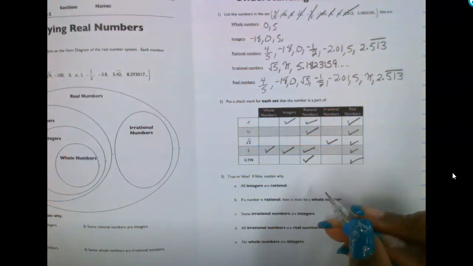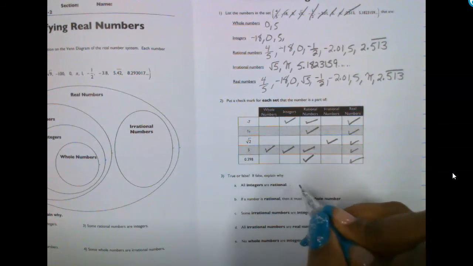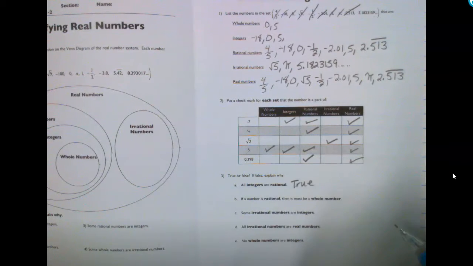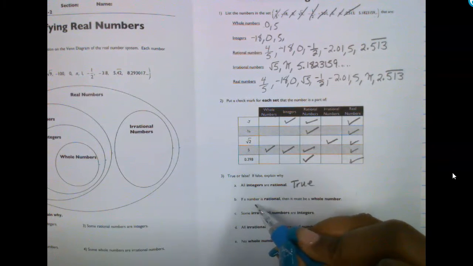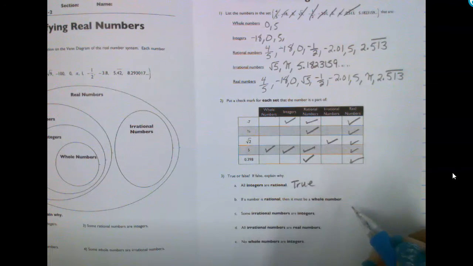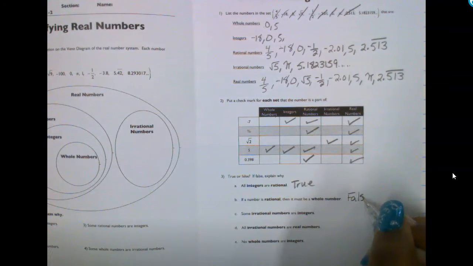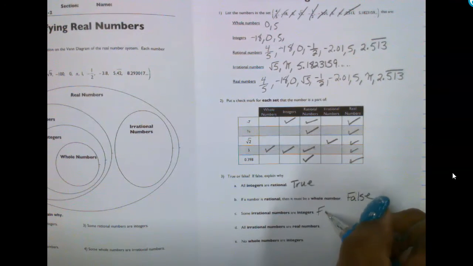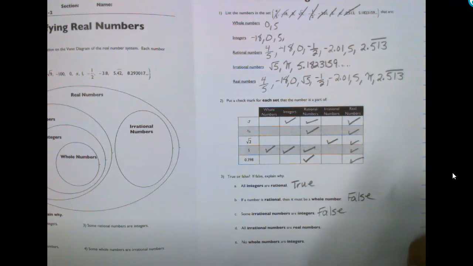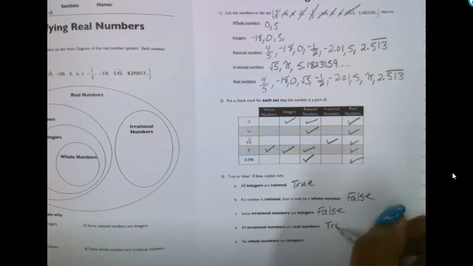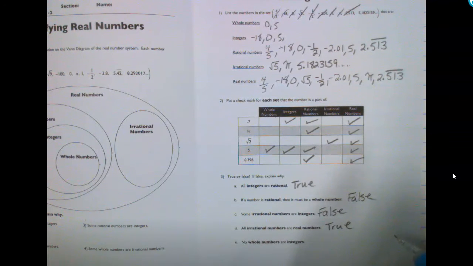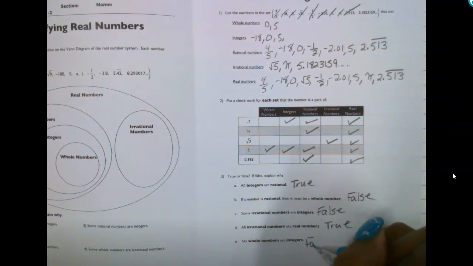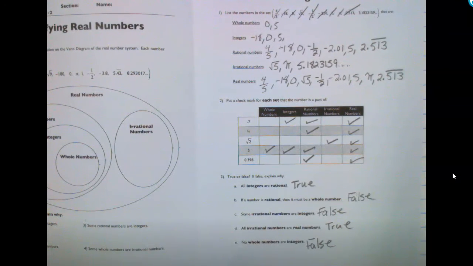True or false down here at the bottom. All integers, every single integer is a rational number. That is true. Okay? If a number is rational, then it must also be a whole number. That's false. Okay? Not all rational numbers are whole numbers. Some irrational numbers are integers. No irrational number is an integer. Okay? D, all irrational numbers are real. Yes, every number is a real number. No whole numbers are integers. All whole numbers are integers. That's false. Okay, every single whole number is also an integer.